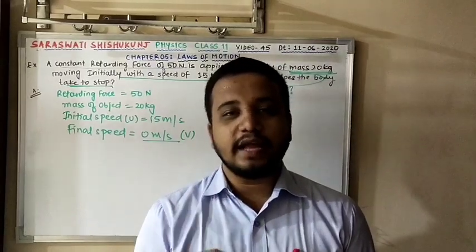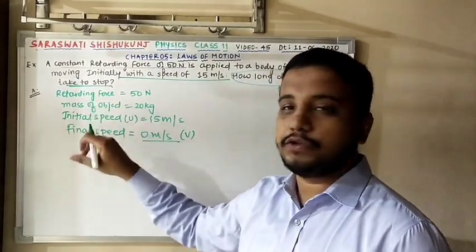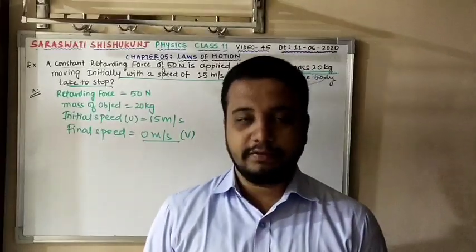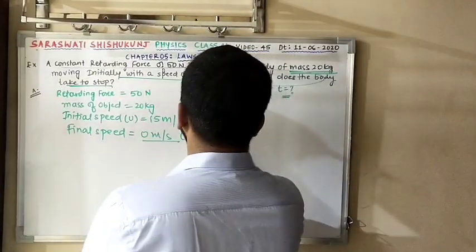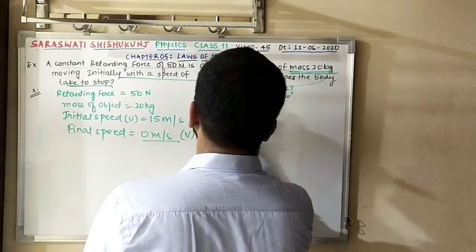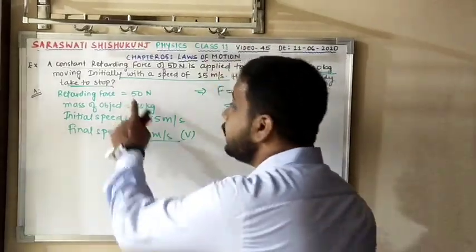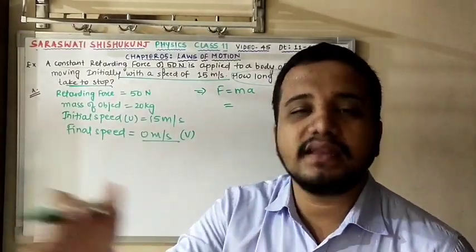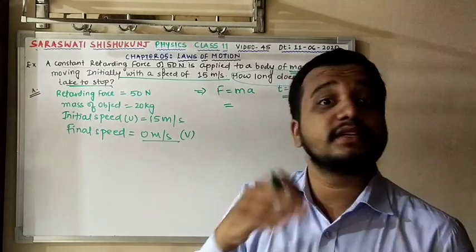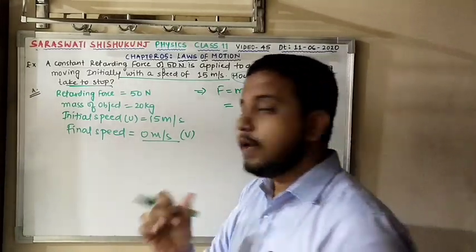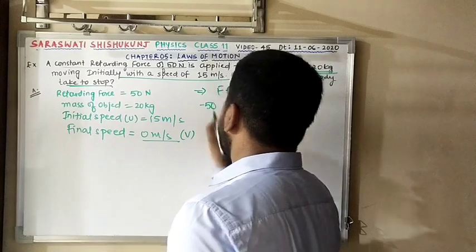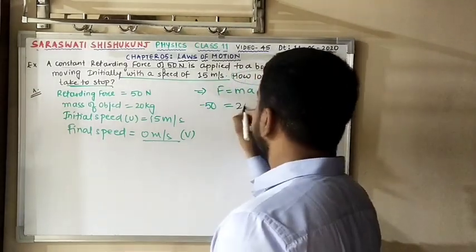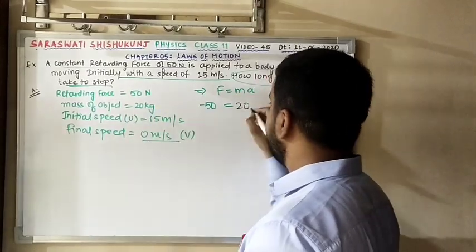In order to calculate time, you have to see the data given to you. There is force, there is mass, there is u, and there is v, but there is no t, which we need to find. But I do know that force is equal to mass into acceleration. Retarding force, remember, is always taken on the negative side, because your speed decreases with respect to time, so your acceleration is negative. So I take minus 50 is equal to mass 20 kg times acceleration, which I need to calculate.